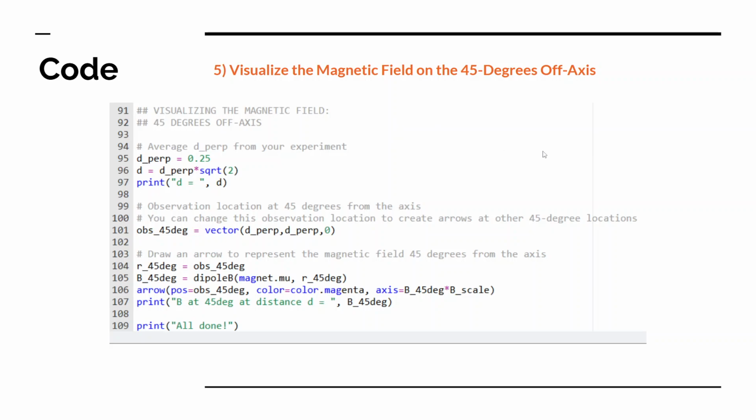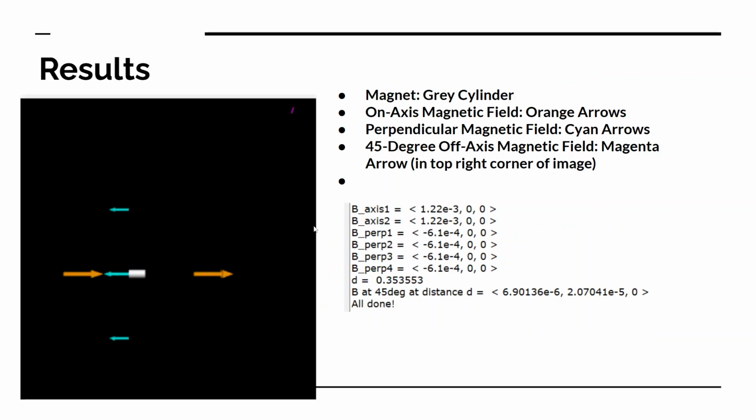And then we have to visualize the magnetic field at a 45-degree angle, and we also created an arrow here to represent the magnetic field at 45 degrees from the axis, which has to do with the second part of the experiment when we get to the 2 meter sticks. This results in this kind of diagram where we see that the magnet is the gray cylinder, the on-axis magnetic field arrows are orange, the perpendicular magnetic field arrows are cyan, and the 45-degree off-angle arrows are magenta. And here we have the values for the B field.